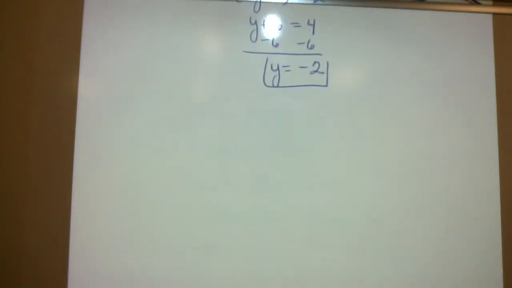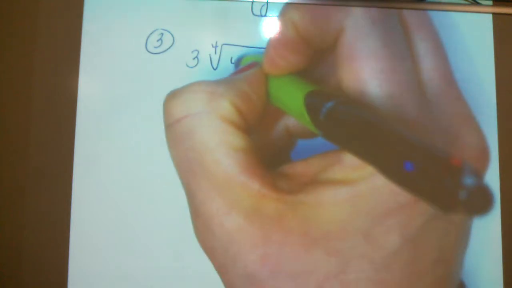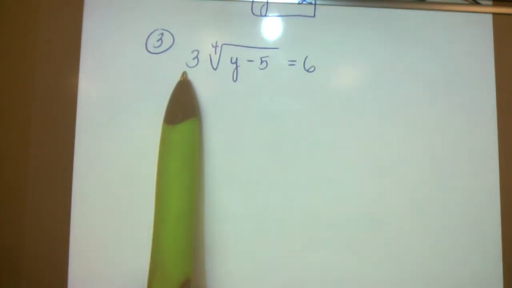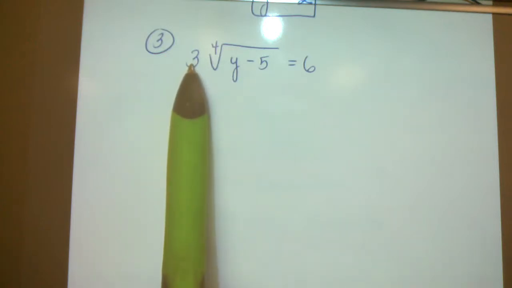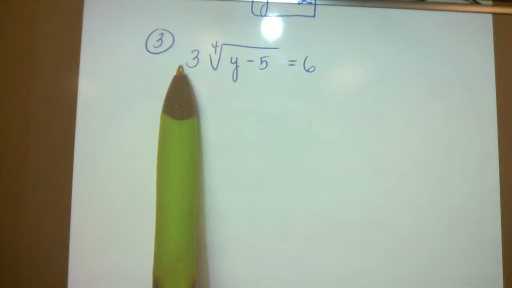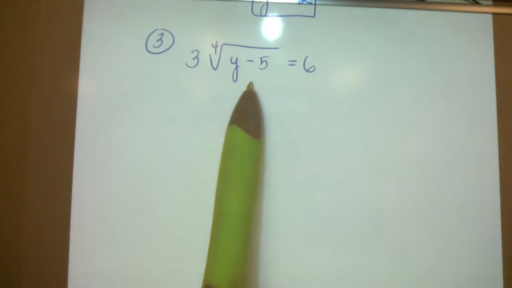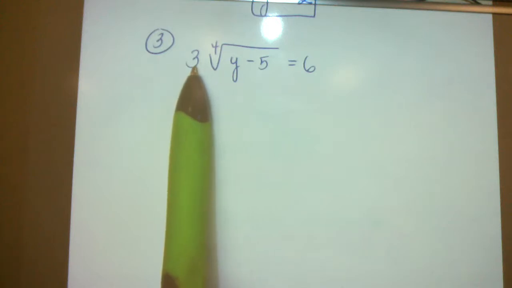All right, let's take a look at number 3. I've got 3 times the fourth root of y minus 5 is equal to 6. So this time I've got a number in front of the radical. If you heard me say the problem aloud when I wrote it, I said 3 times the fourth root of y minus 5. In order to get this radical by itself, I've got to move this.